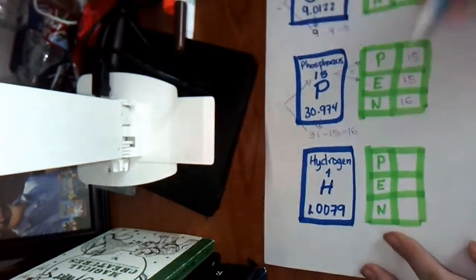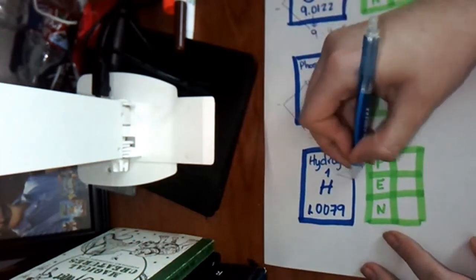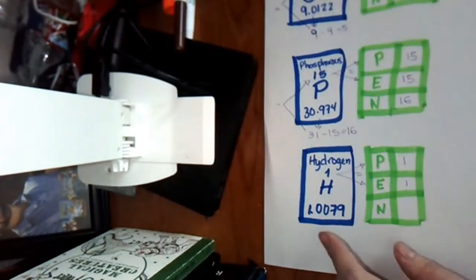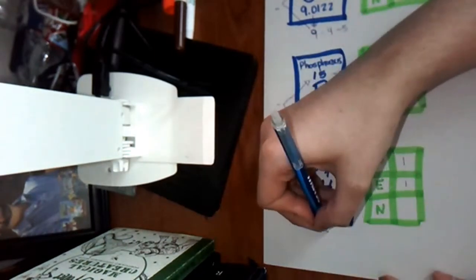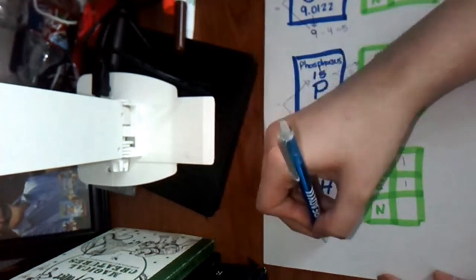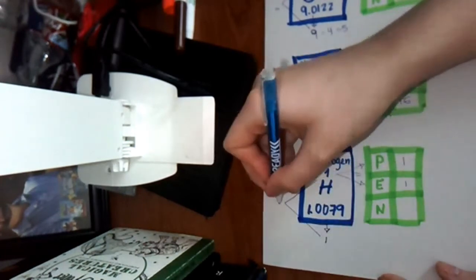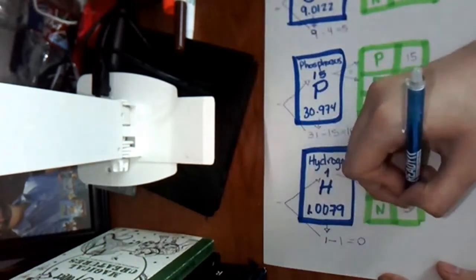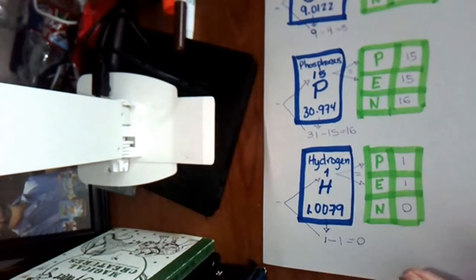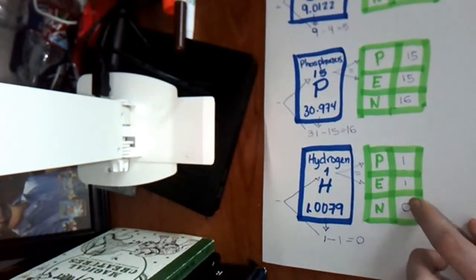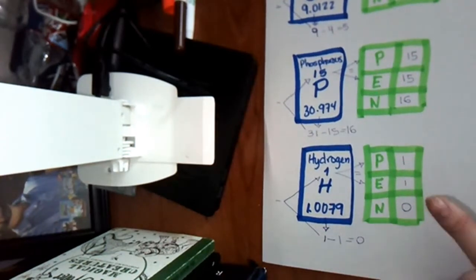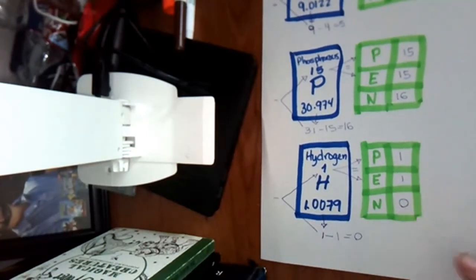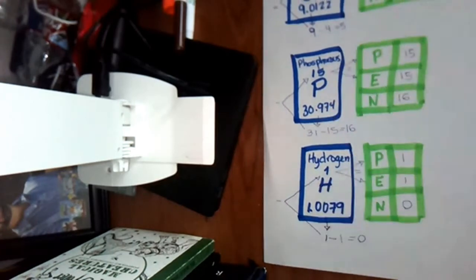Okay? And last one, hydrogen. Protons, electrons are equal to 1. 1, 1. Then, for neutrons, we round the mass. 1.0 stays at 1, minus the top number, which is also 1. 1 minus 1 equals 0. So 0 neutrons. Remember, hydrogen is the only element that's going to have 0 neutrons. Every other element is going to have at least 1. So if for neutrons you get 0, and it's not hydrogen, you got to double check your work.